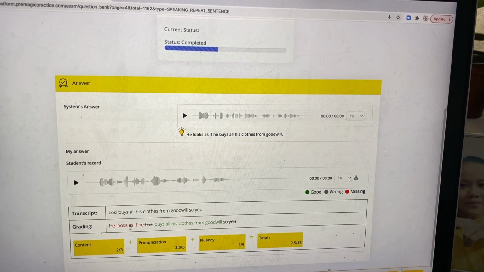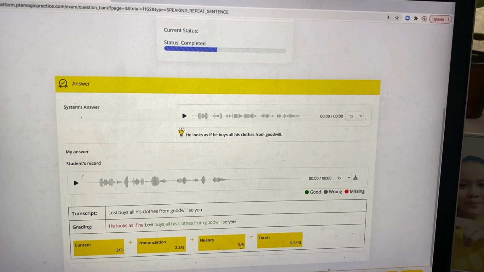So I missed "he looks as if he" because I wasn't sure. I got content two out of three. Even if I try to repeat the whole sentence correctly, each and every single word, I wasn't sure that I'm going to get three out of three because of my pronunciation and because of fluency and everything else. So I'd rather sacrifice this part to buy my fluency five out of five.